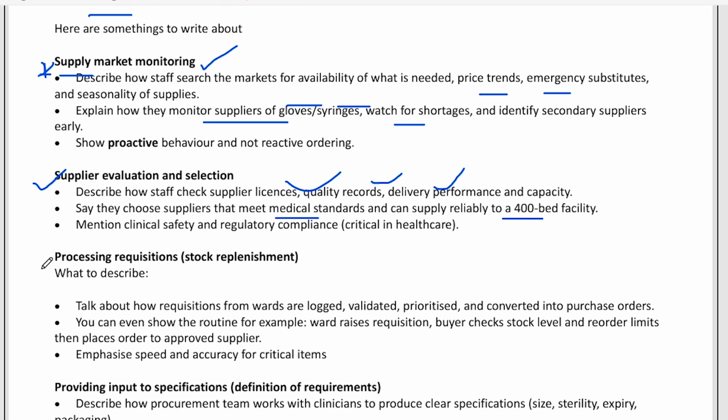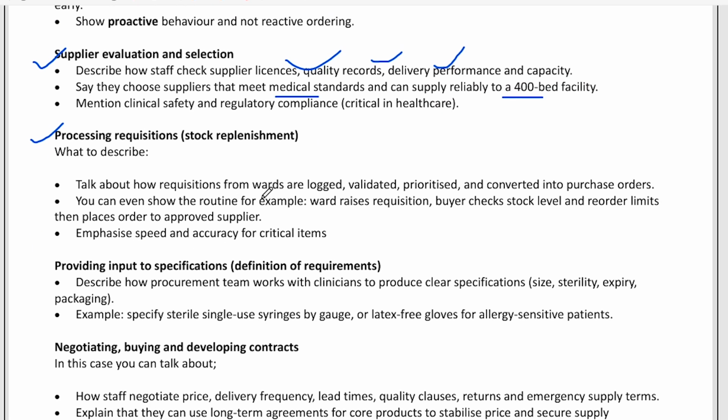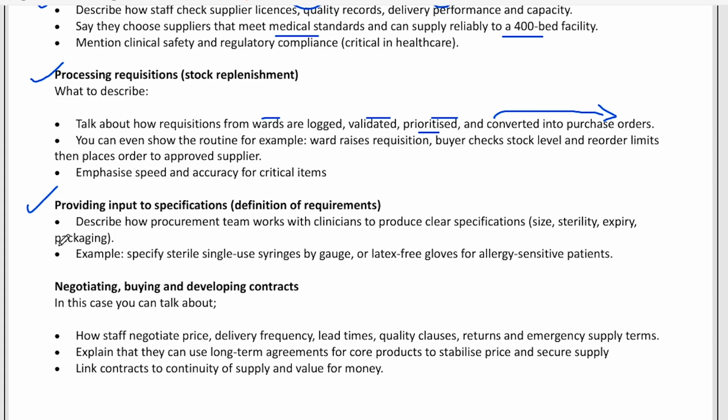Another role of procurement in this case, from an operational point of view, will be processing requisitions. We talk about requisitions. You could even say the way they come from the wards, okay? Then they get validated, prioritized, and then they're converted into what? Purchase orders. Because one department puts a requisition, you just don't buy that thing. You need to know, what if whatever they require is already in store? So that's how you validate. And then, since all departments are going to be putting out requisitions, you need to know which one do we give priority.